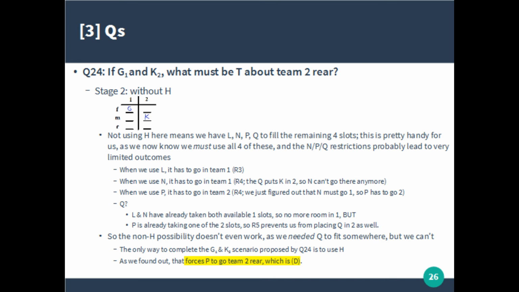So what that means again is that the non-H possibility that we just tested isn't viable. That doesn't work. So the only possibility that really existed was the one where H was in fact used on team 2, and that one possibility that did work forces P to go into the rear position, and that's exactly what answer choice D indicates here.